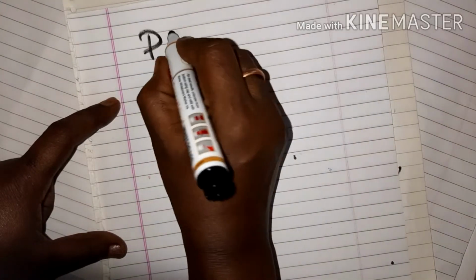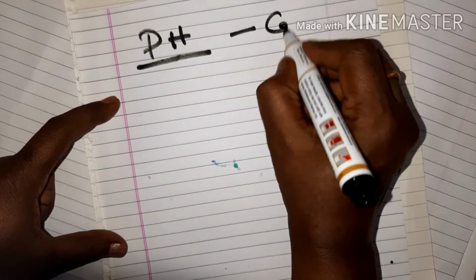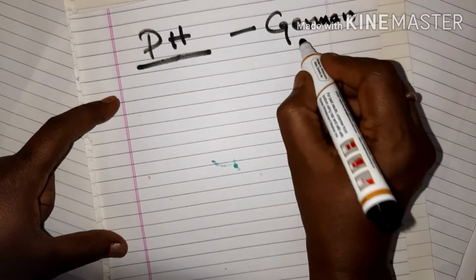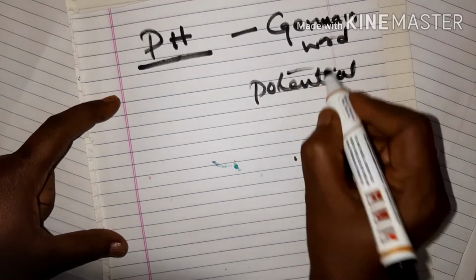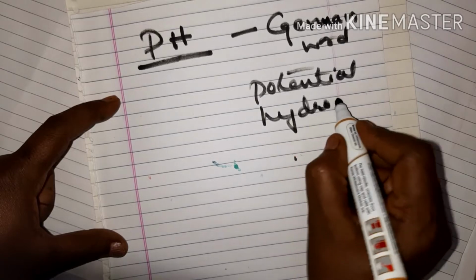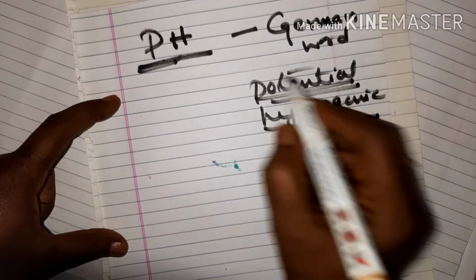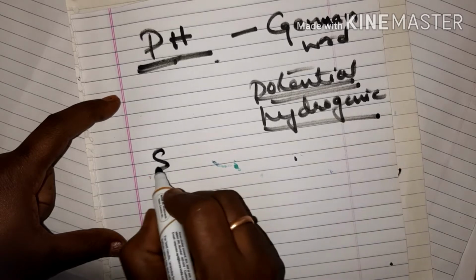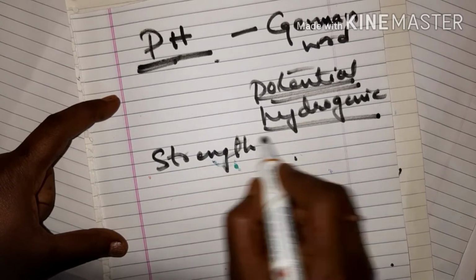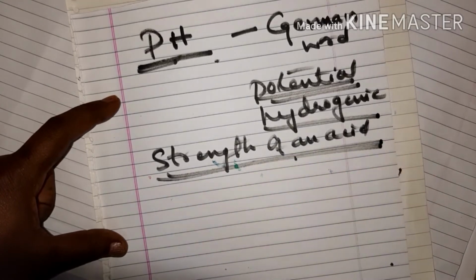What do you mean by pH, children? pH is derived from a German word which means potential hydrogenic. So what do you mean by pH? Potential hydrogenic, meaning strength of an acid. What is the meaning of pH? Strength of an acid. Yes, pH will indicate the strength of an acid, whether it is acidic, basic or neutral.